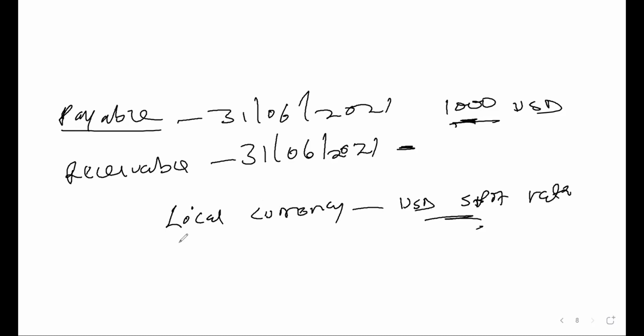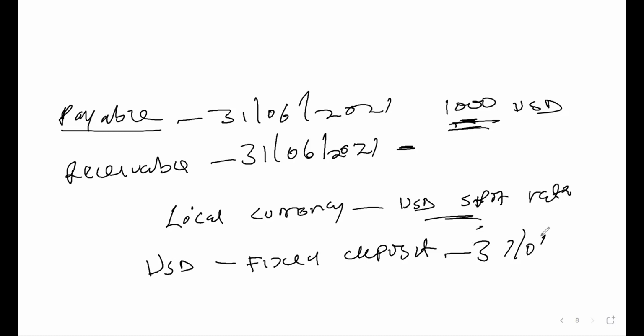Then you put that amount in dollars in a fixed deposit. And it should be an amount which, once the fixed deposit matures on 31st of June 2021, will be equal to 1,000 US dollars. So you liquidate your fixed deposit and pay your loan.